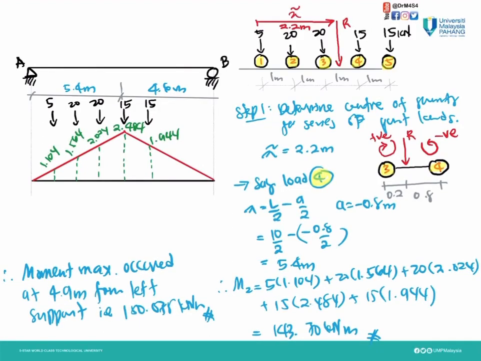Therefore, comparing M1 and M2, we know the maximum moment occurred at 4.9 meter from the left, which is for the case M1, where the moment is 150.05 kilonewton meter.